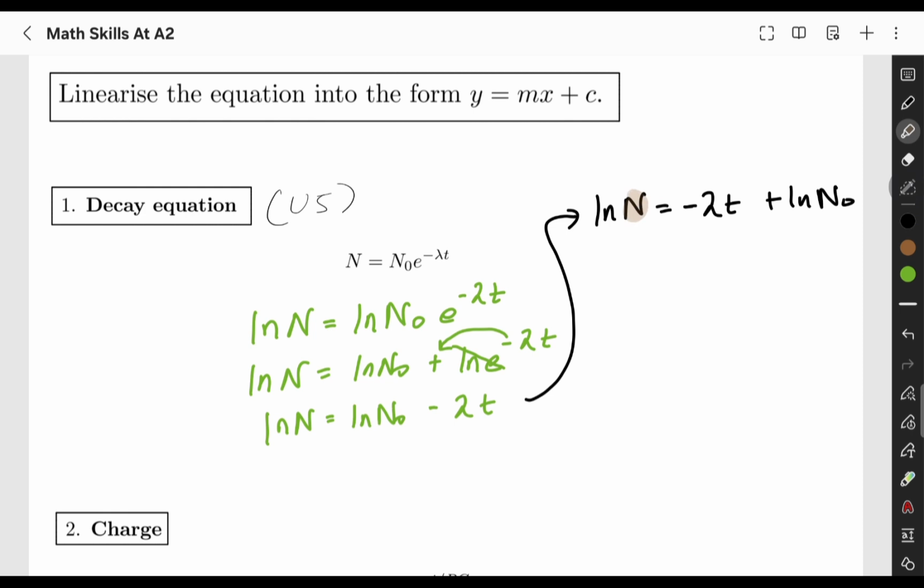Remember, this is the variable and this is the variable. This is constant and this is constant. So we're going to have y equals mx plus c.